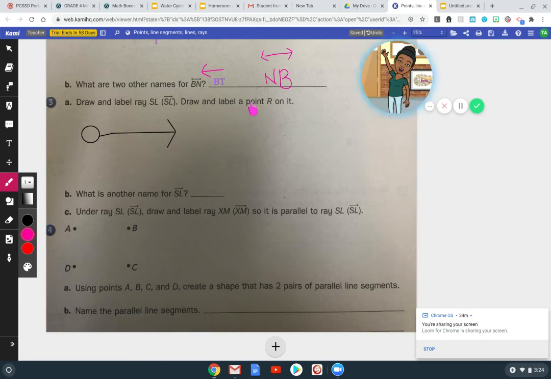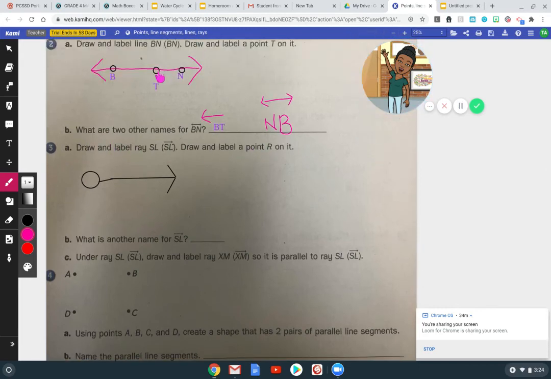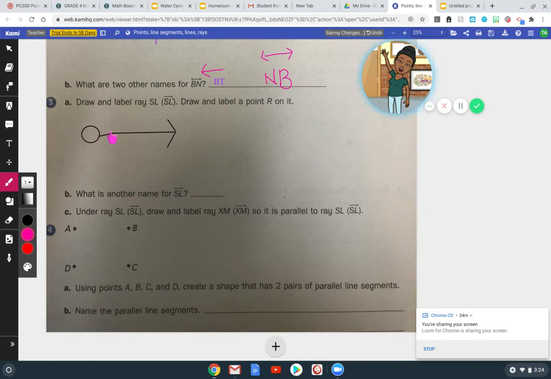Now draw and label a point R. Remember in number 2, we had to add the point T. You're doing the same thing in number 3. Where will point R be? Wherever you like, as long as it's labeled.